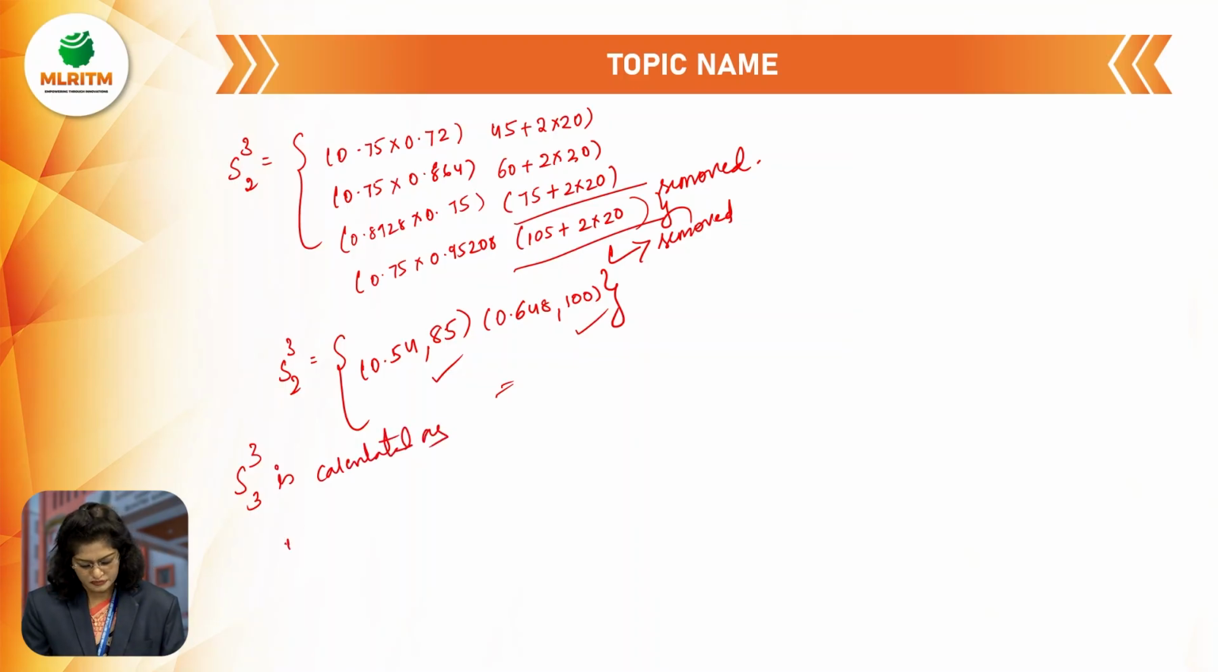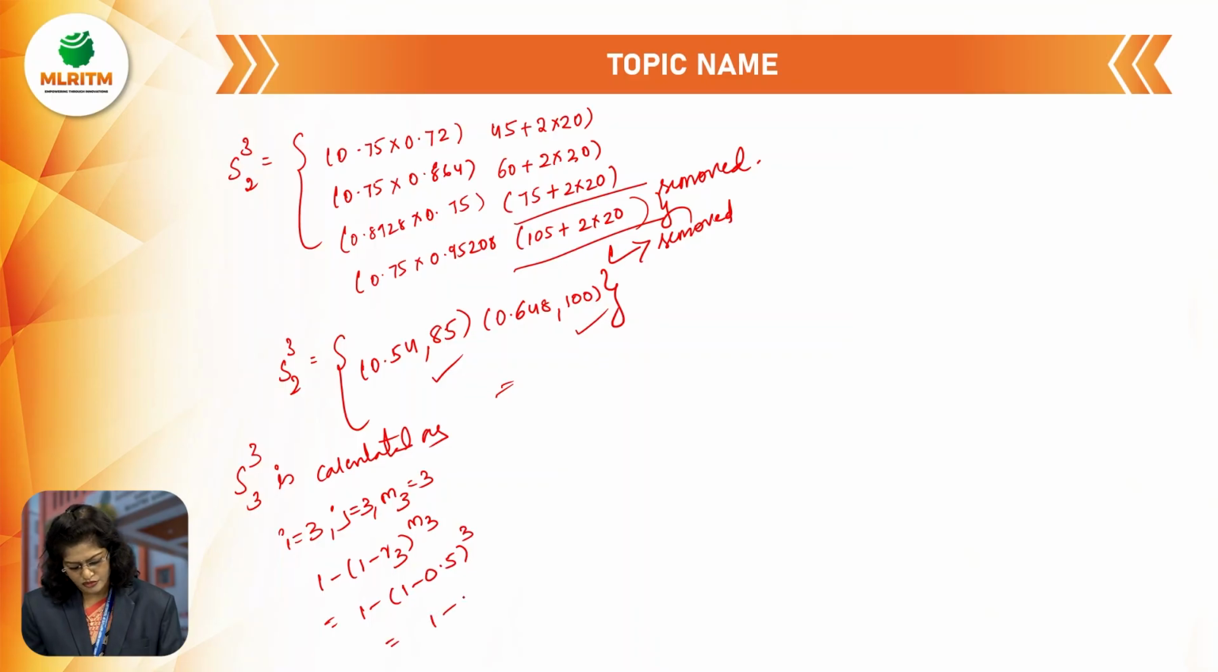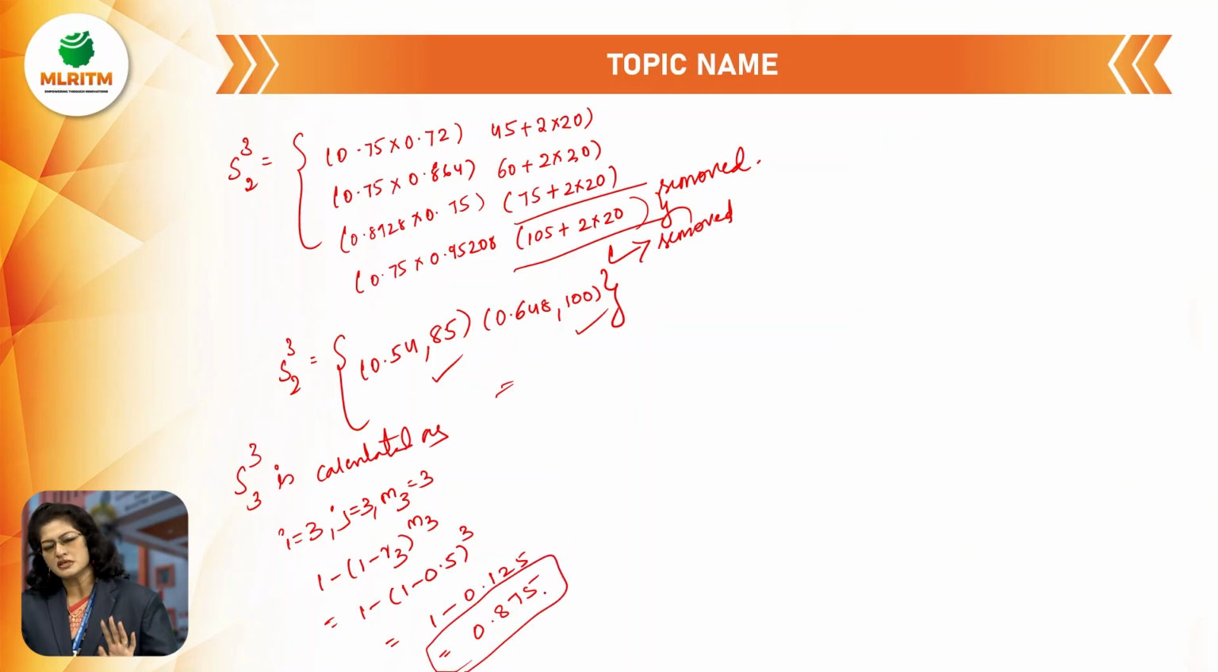Again, S3 is calculated as: I equals to 3, J equals to 3, M3 equals to 3. 1 minus R3 to the power of M3. 1 minus 0.5 cubed. What we are going to get? 1 minus 0.125, that is equals to 0.875. We are going to get the answer as S3. Now again this value will be calculated again with the S2 part.